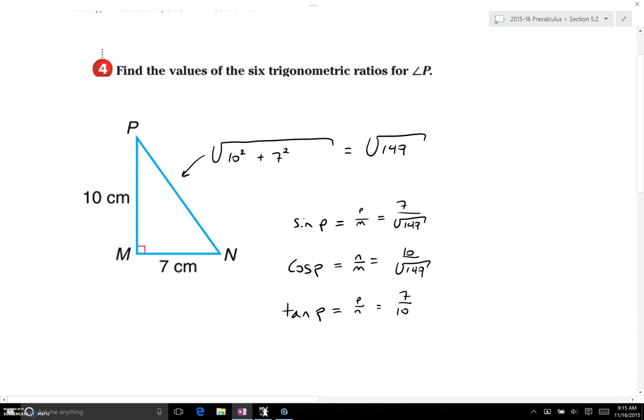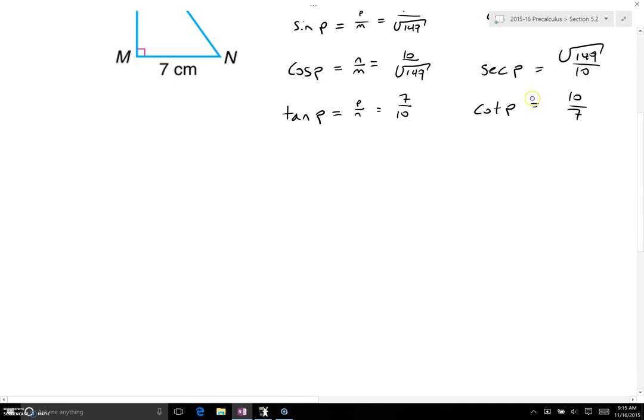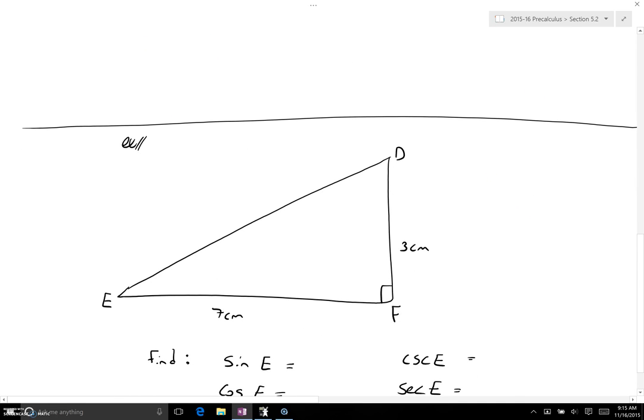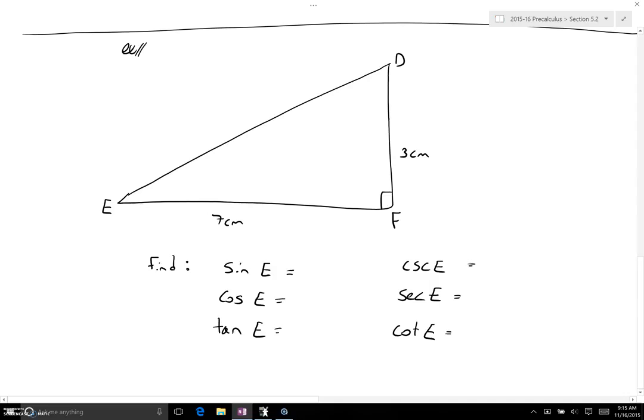And then the other 3 trig values are easy to find. They're just reciprocals. So in this case, cosecant of P is going to be root 149 over 7. The secant of P is going to be root 149 over 10. And the cotangent of P is going to be 10 over 7. So why don't you guys pause the video here and try this problem out on your own. You can look back at the notes.